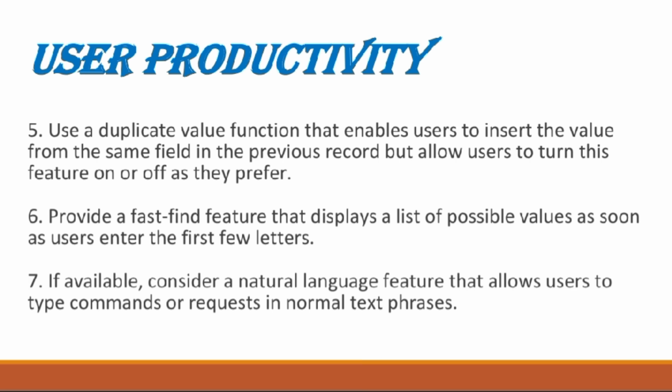Number 6. Provide a fast find feature that displays a list of possible values as soon as users enter the first few letters. Sa number 6, maglagay ng fast find feature. Ito yung tipong habang nagtatype pa lang si user ng ilang letters, lumalabas na agad yung possible options. Parang auto-suggest. Super helpful ito lalo na kapag mahaba ang listahan ng items.